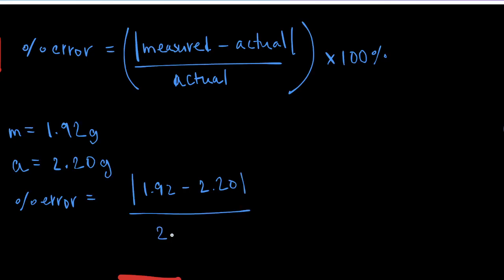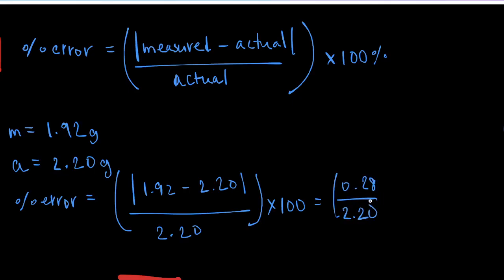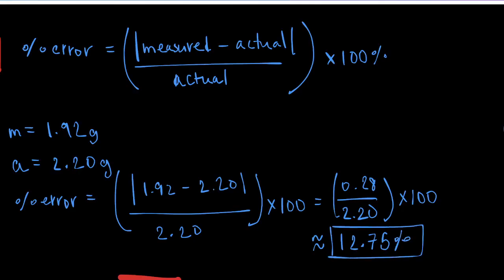Just like before, our percent error is going to be the absolute value of 1.92 minus 2.20, divided by 2.20, all multiplied by 100. That gives us 0.28 divided by 2.20 times 100, which is approximately 12.75%. That is our percent error.